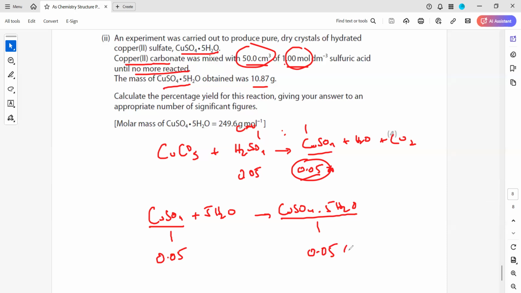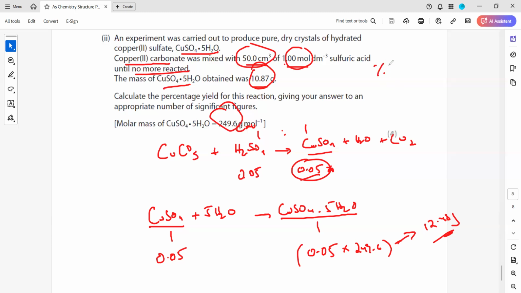Then we need the mass of hydrated copper sulfate. The molar mass is 249.56. So it will be multiplied by 249.6. So when you multiply them, that will give us what mass we will get. That is 12.48. That is the theoretical mass. Practically, when it is done, you're getting 10.87 grams of hydrated copper sulfate, but theory suggests you should get 12.48.